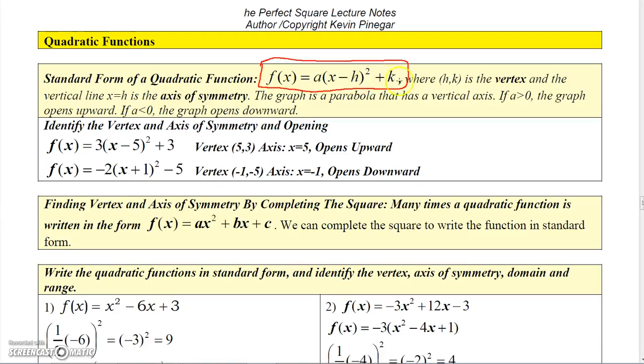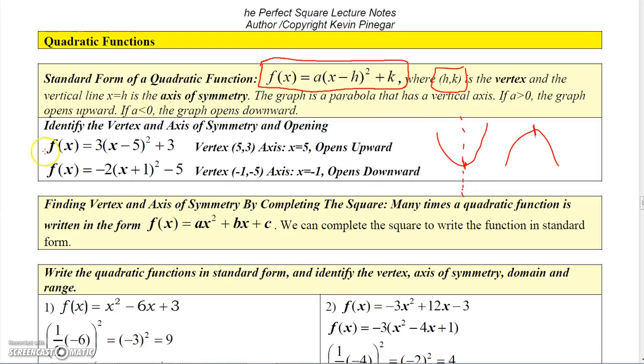Now, when it's written in this form, the ordered pair (h, k) is actually the vertex. What do I mean by vertex? Well, a quadratic function opens upward if a is positive, and it opens downward if a is negative. And so this point, the lowest point or highest point on the parabola, is called the vertex. And then you also have an axis that runs down through here, and this is called the axis of symmetry, and that divides the parabola up into two parts. The axis is not part of the graph, but it's just a tool that we use.